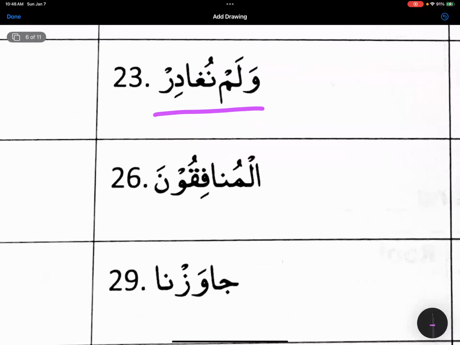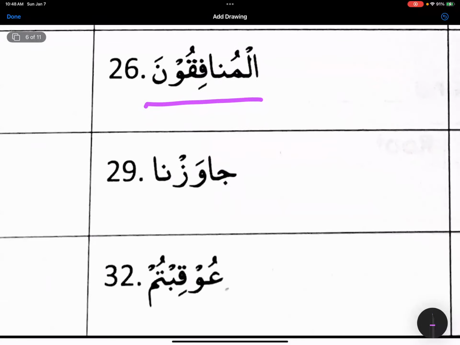Okay, al munafiquna. What is the siga? Munafiq. It's fa'il. Very good. Yeah. Right? And this is plural form. Munafiquna. Very good. Okay. And then jawazna. What is that? Fi'l madi.